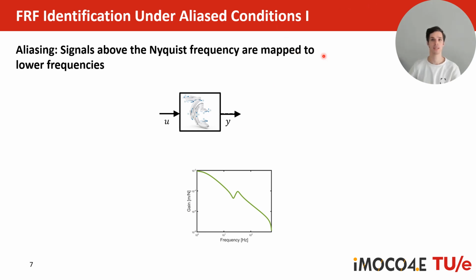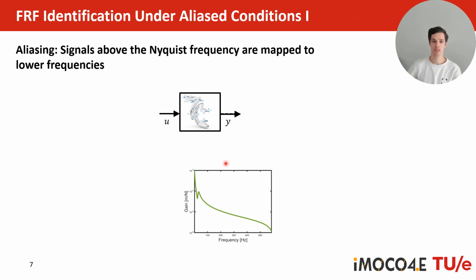So now let's take a look at a second example, and that's frequency response function identification under aliased conditions. So what is aliasing? Actually, it means that signals above the Nyquist frequencies are mapped to lower frequencies. For example, again, if we take a look at the pilot 4 from Himoco, with input-output behavior, U and Y. But now we take a look at the linear scale frequency response function, because it's slightly easier to interpret in this case.